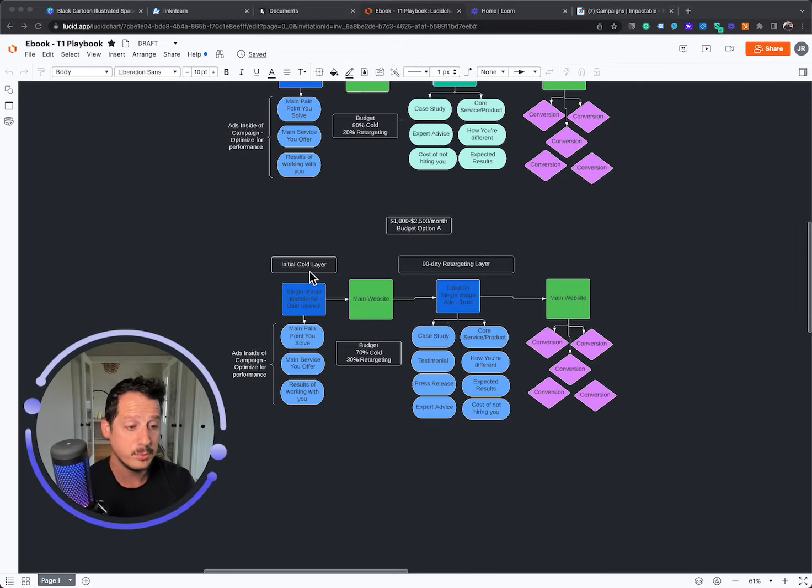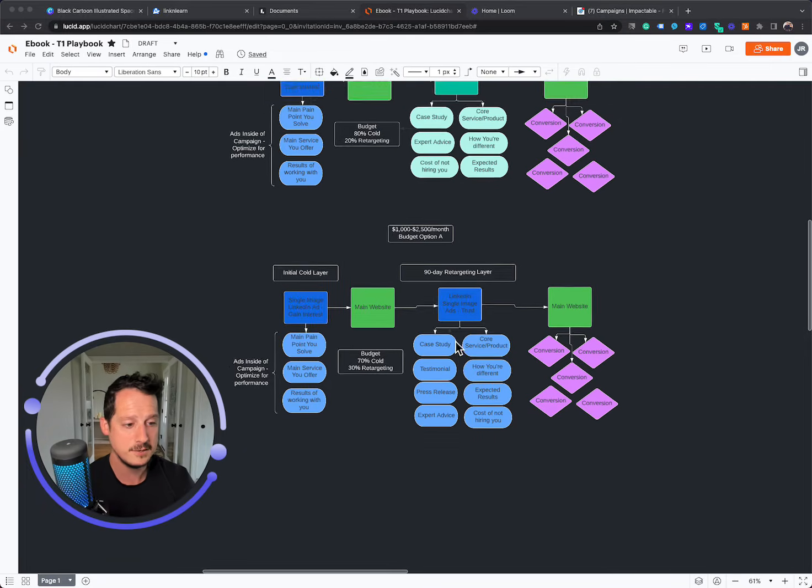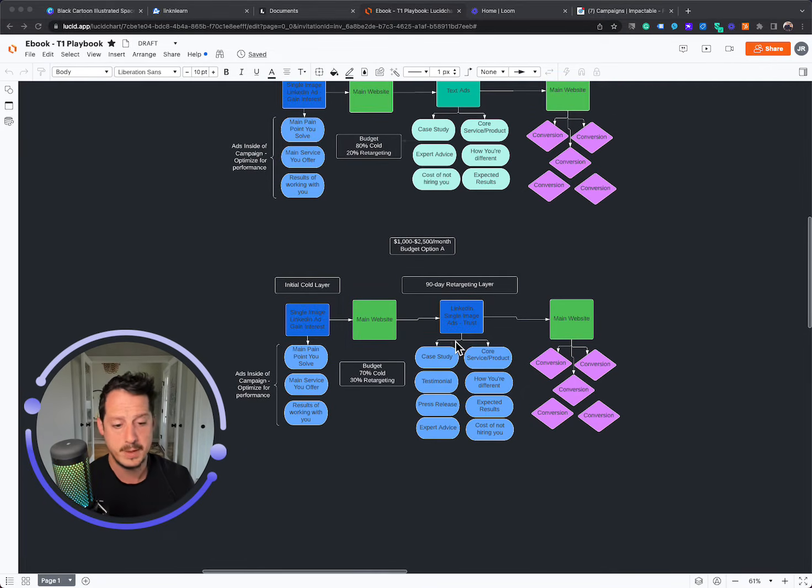So with a little bit more budget, not a ton, I would actually swap out the text ads for single image ads. The reason being that these are a more powerful type of retargeting ad. They show up in the LinkedIn feed. They're going to spend a little more money. They cost more, but they're going to grab attention better. They're going to be consumed in the platform, and they have a higher chance of converting and building brand awareness.